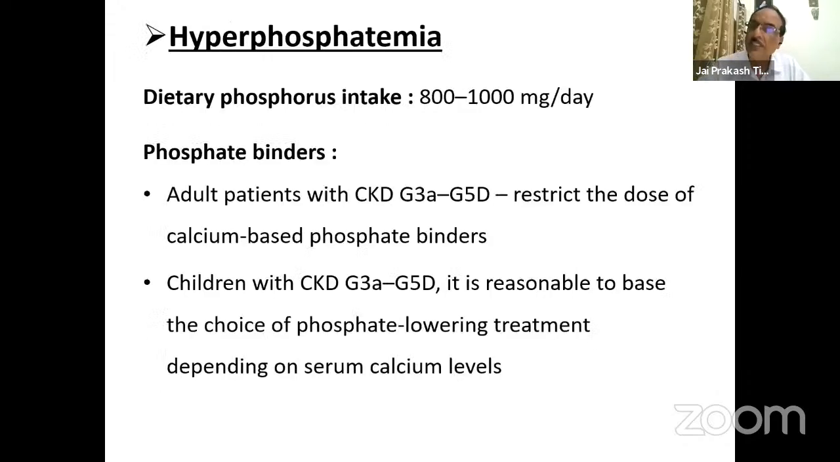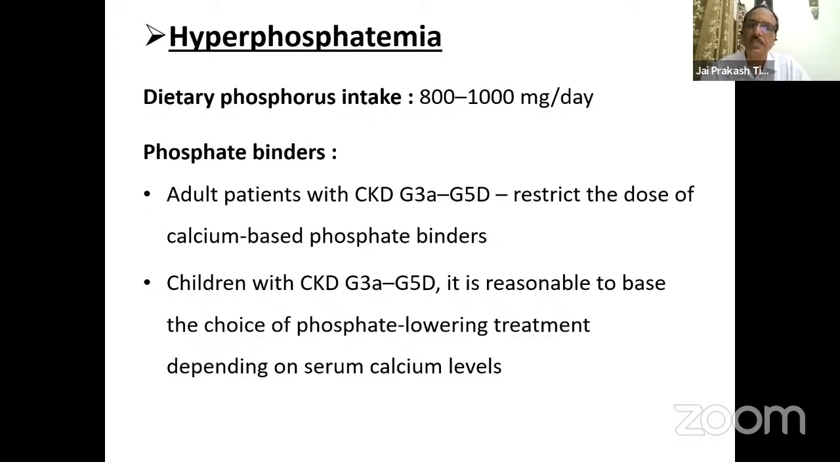Hyperphosphatemia is a major problem in these patients, and that should be treated. Dietary phosphorus intake should be restricted to a maximum of 2000 milligrams per day. Whatever cereals or fruits you are using, those containing major phosphorus should be restricted. If not controlled with phosphorus restriction, we have to use phosphate binders.